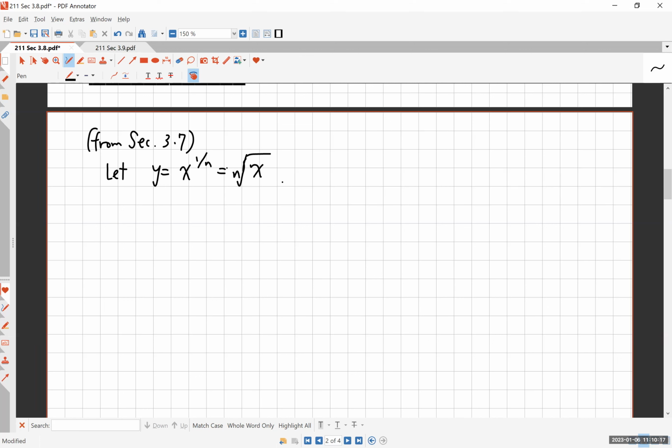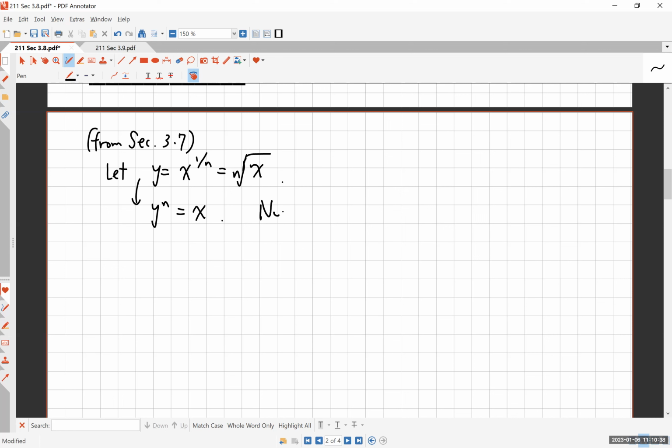First, I'm going to take the nth power of both sides. So y to the n is equal to x. Now this means the same thing, right? Assuming that this makes sense. So for instance, if n is even, then x has to be non-negative and so on. But if this is true, then y to the nth power is x.